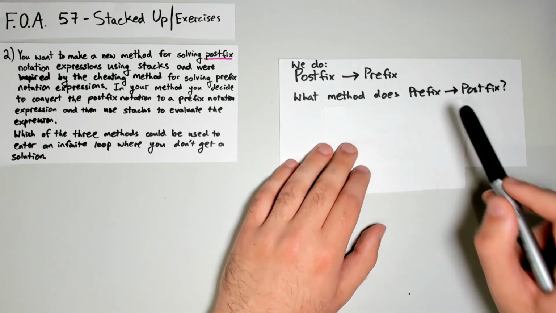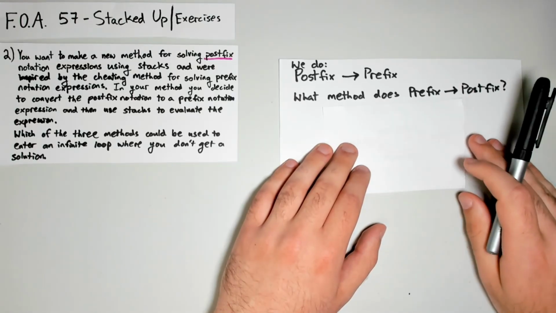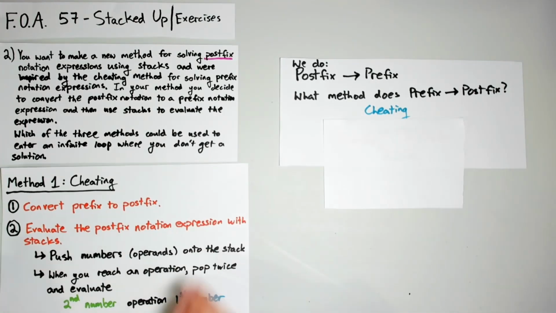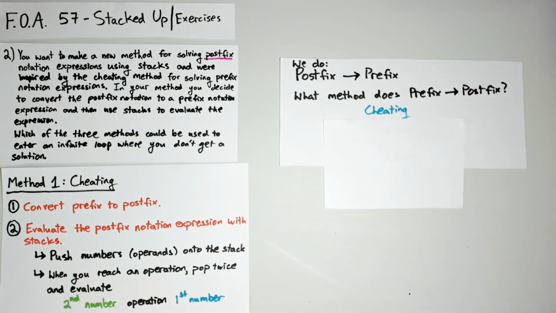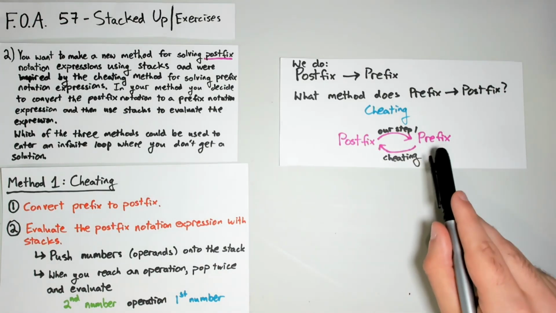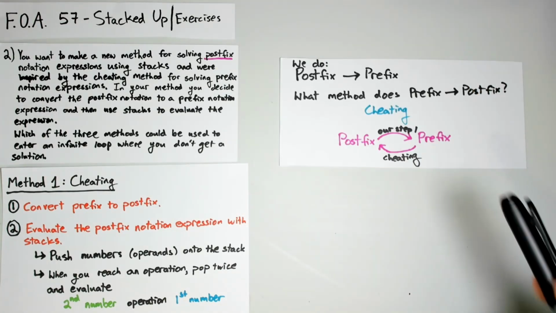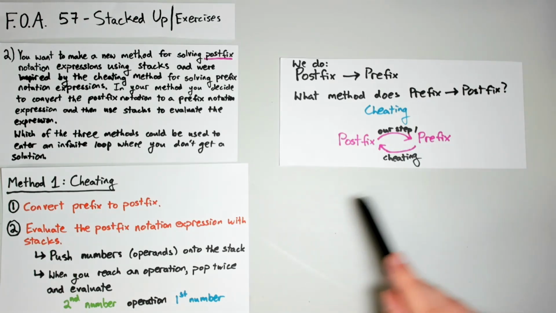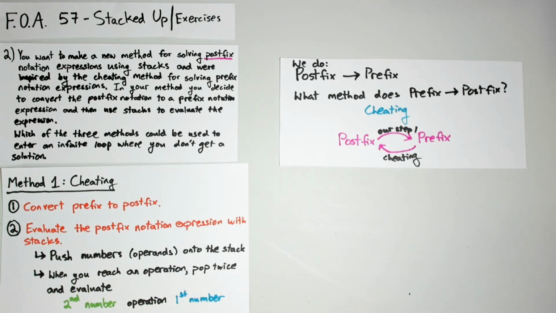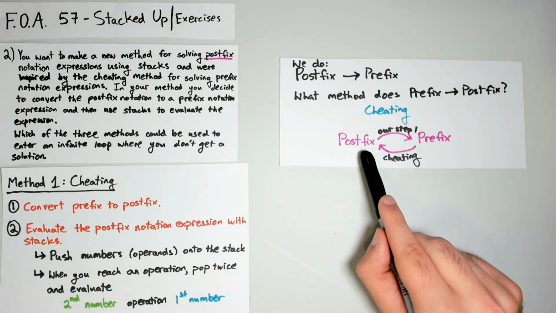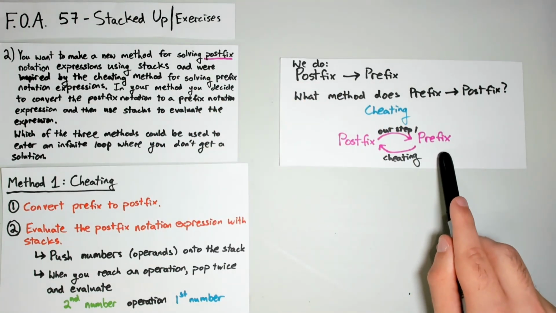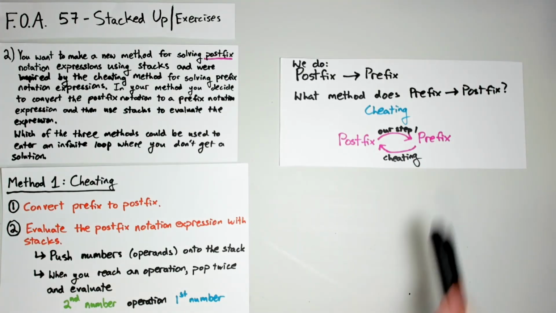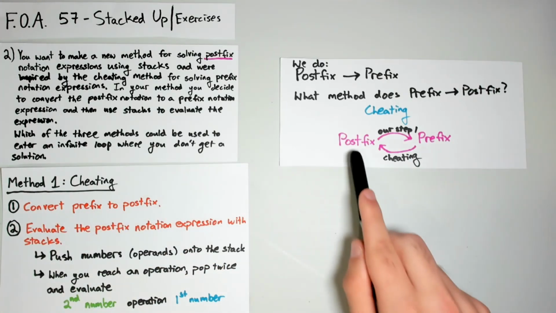So what method gets us to go from prefix to postfix? Well, that's the cheating method, right? Recall, the cheating method tells us our first step is converting from prefix to postfix. So now imagine this. Our first step is going from postfix to prefix in our new method here. But then when we use the cheating method, it tells us, okay, well, our next step is to go from prefix to postfix. So we're back at postfix. Well, our method tells us when we're in postfix, we need to go into prefix. So let's go to prefix. Oh, but now to solve the prefix notation expression, cheating is telling us to go to postfix, right?